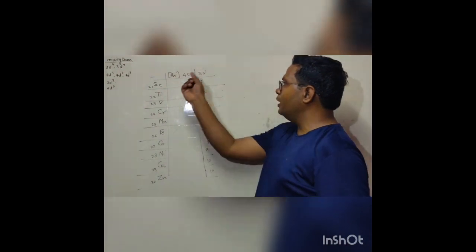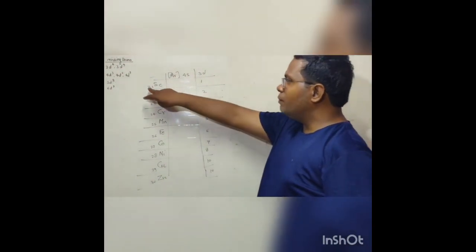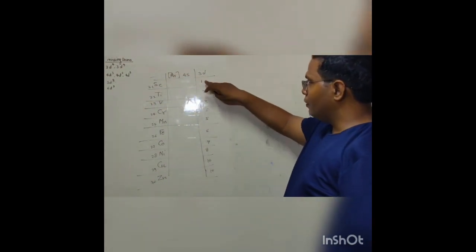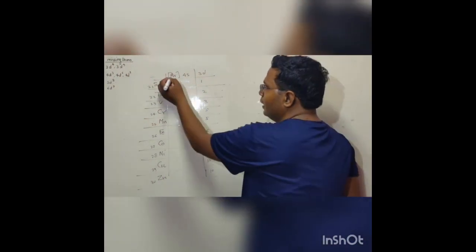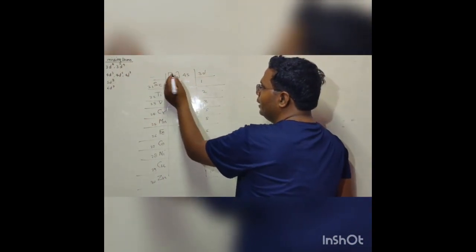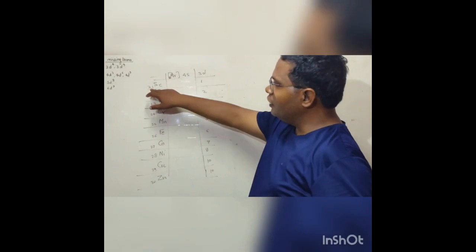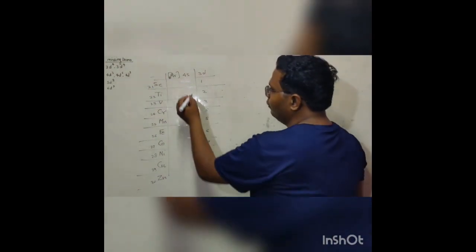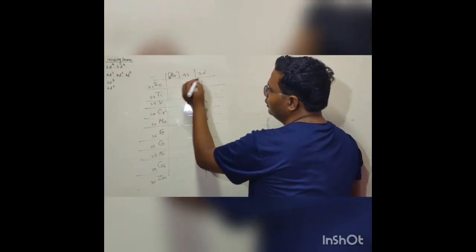Now we will fill the electron in 4s. Atomic number 21, scandium. Argon has 18, and 1 makes 19, and it requires 21 configuration. Then we will write 2 electrons in 4s.